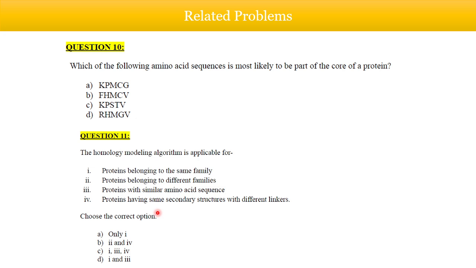So the first one is lysine, proline, methionine, cysteine, and glycine. The next one is phenylalanine, histidine, methionine, cysteine, and valine. Then you have lysine, proline, serine, threonine, valine, and arginine, histidine, methionine, glycine, and valine.